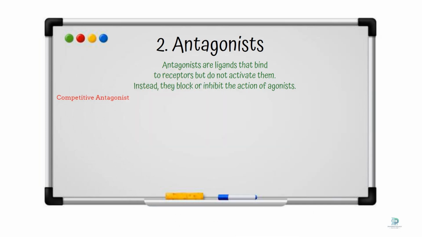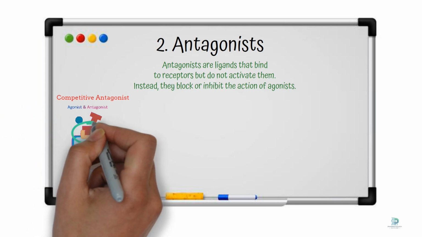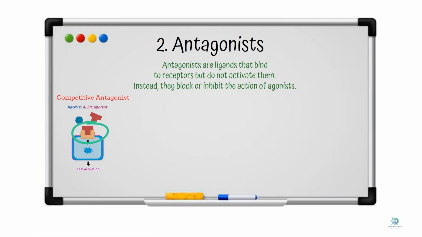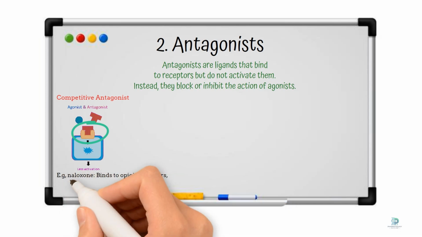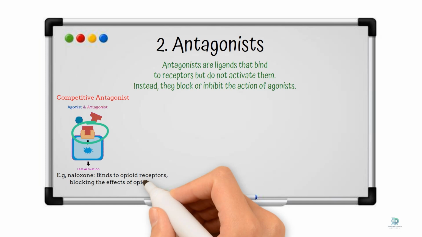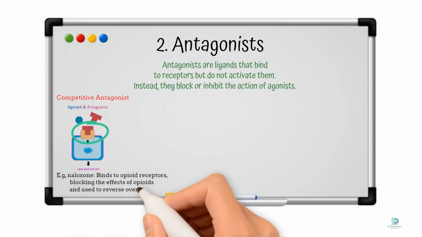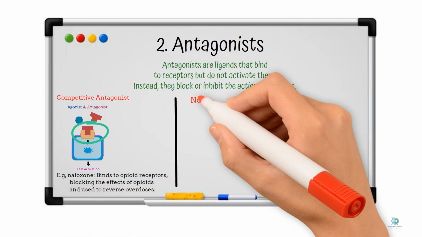Competitive antagonist. They bind to the same active site on the receptor as the agonist. They are essentially competing for the same spot, consequently prevent the agonist from binding to the receptor, thus blocking its effect. For example, naloxone binds to opioid receptors, blocking the effects of opioids and used to reverse overdoses.